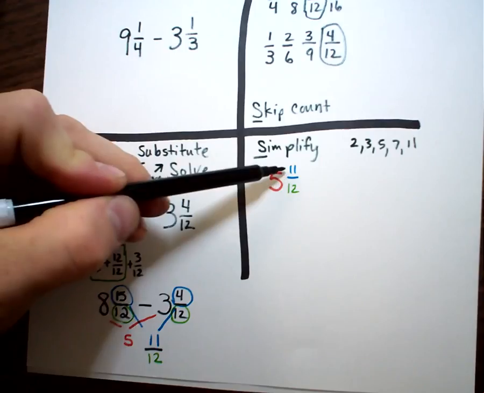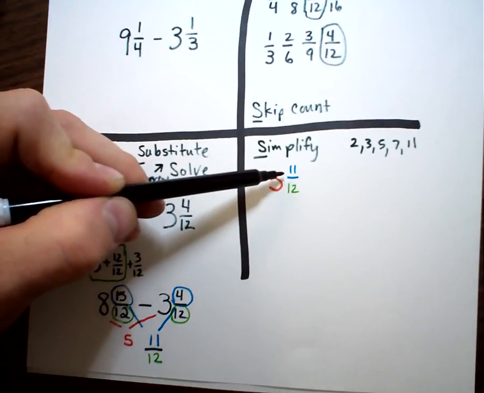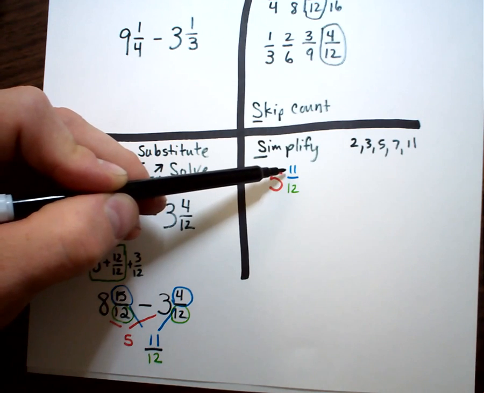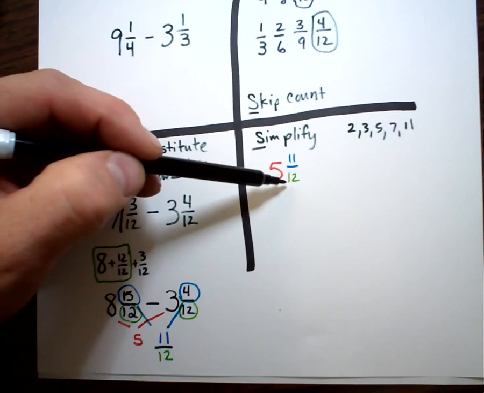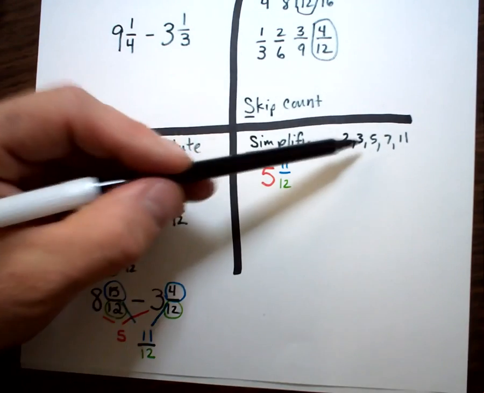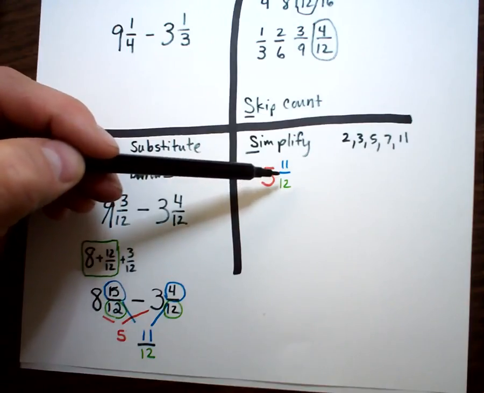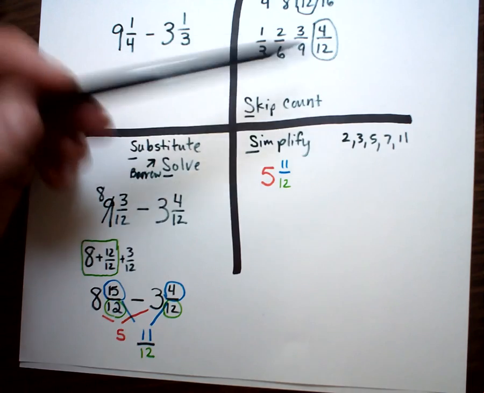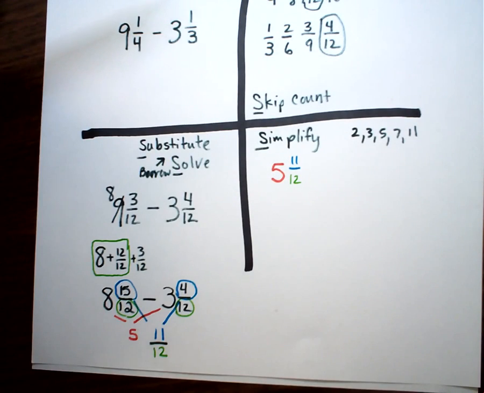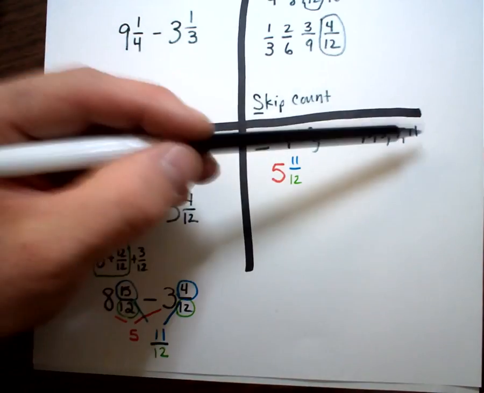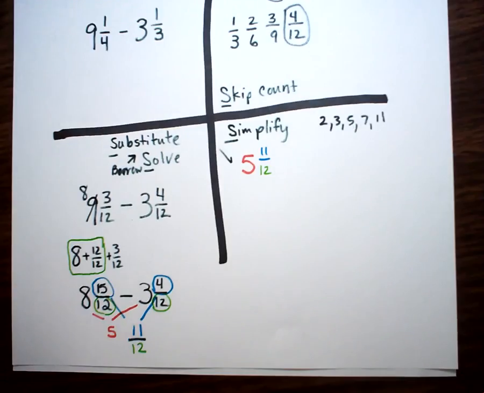I can tell right away that 2 will not go into 11 and 12. It'll go into 12, but it won't go into 11 because 11 is an odd number. So let's check 3. Will 3 go into 11 and 12 evenly? Well, 3 will go into 12, but it won't go into 11. 5 won't go into either because the only numbers that 5 will go into evenly end in a 0 or a 5. 7 won't go into both evenly because the first multiple of 7 is 14, and that's more than both of these. 11 will go into 11, but it won't go into 12. So I believe that we have simplest form here.